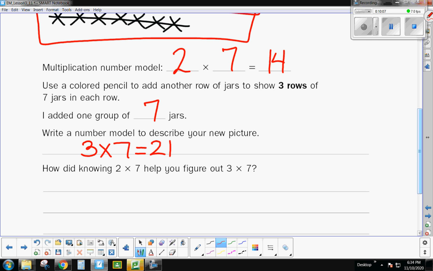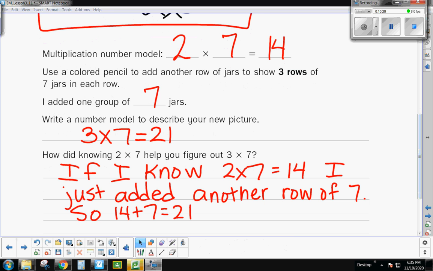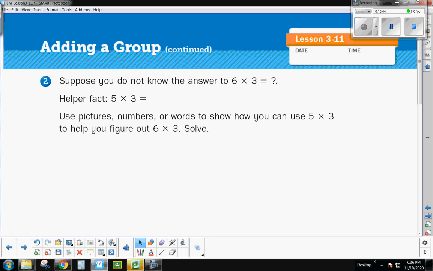Now it said, how did knowing 2 times 7 help you figure out 3 times 7? Go ahead and pause the video and try to put into words how 2 times 7 helped you solve 3 times 7. Okay, here's an example of a really good answer that another student had answered in another year. Somebody else said, if I know that 2 times 7 equals 14, I just added another row of 7. So 14 plus 7 equals 21. All right, let's go ahead and go over to the next page.